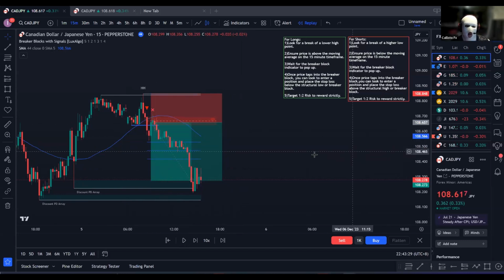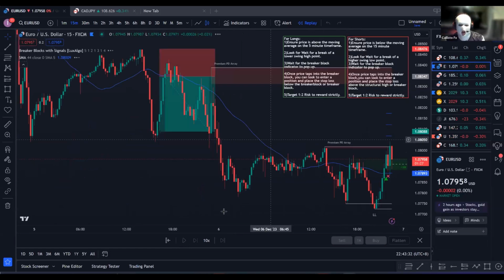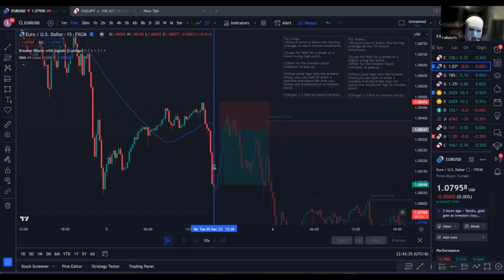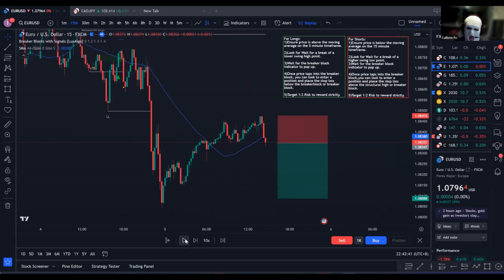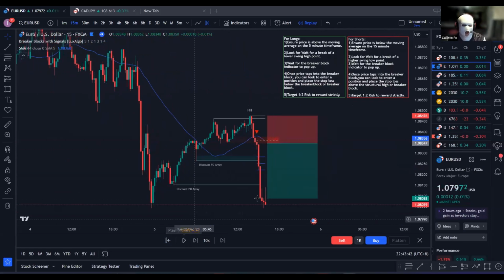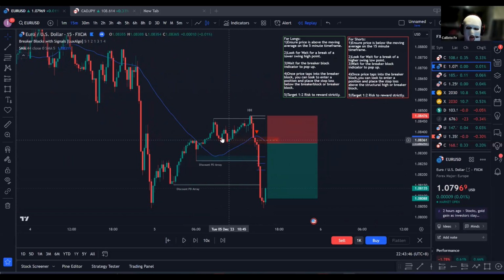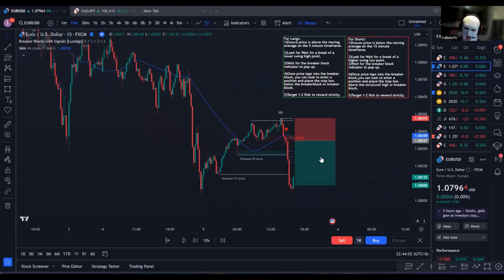Now for the next example, Euro US dollar. Let's take a look at this one. Very similar setup. You can see price over here starts to break lower, breaks lower super aggressively. And what does it do? It creates this breaker block as indicated by the indicator. Now, think about it in terms of the concepts that you have learned. If you see price breaks lower, breaking on multiple different lows, and the overall trend is bearish, as you can see.